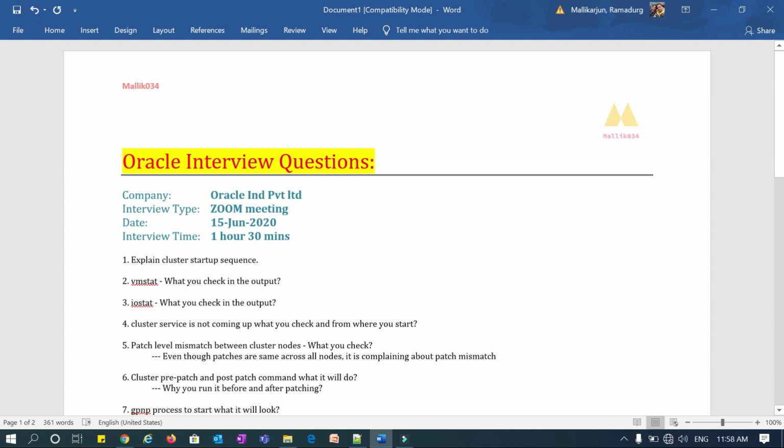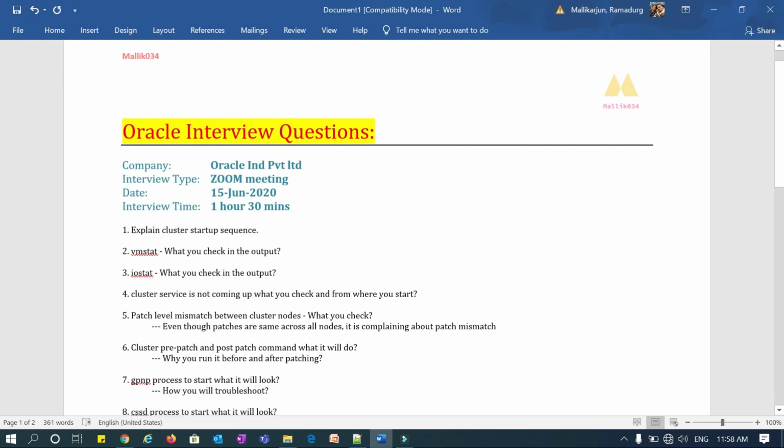The extended question is: even though patches are the same across cluster nodes, my cluster is telling me the patch level is mismatched, what will you check and how will you troubleshoot? The next question is about cluster pre-patch and post-patch. Whenever we do patching, we run pre-patch and post-patch commands before patching the grid home. What exactly do pre-patch and post-patch do, and why do we run them?